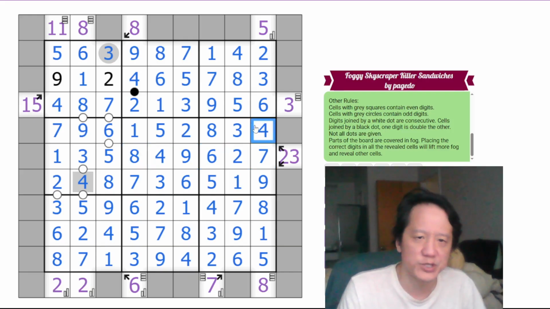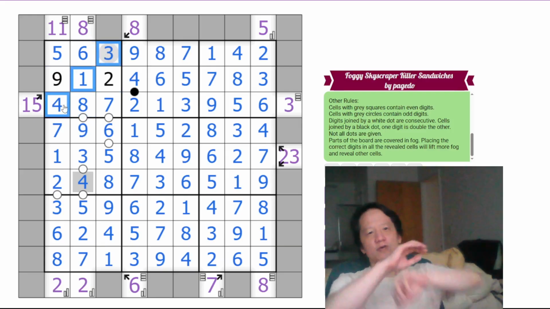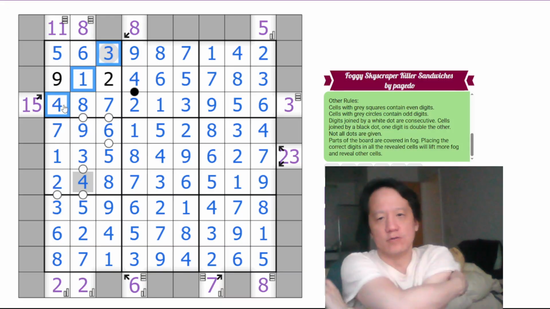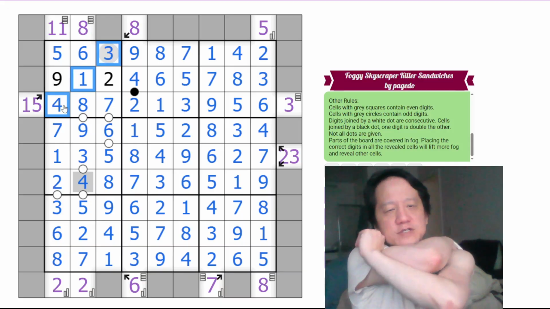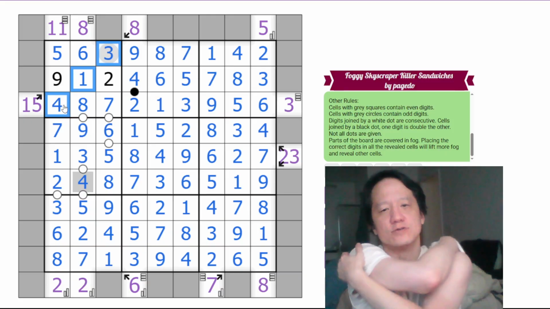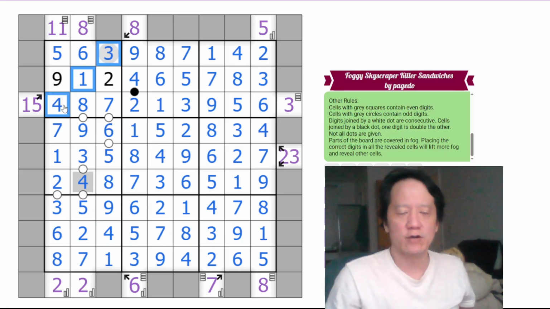Yeah, pretty straightforward. Just basically following all the rule sets. It's nice because it gives you a sense for how you could potentially work with skyscrapers or sandwich clues or little killer clues. So that was nice.